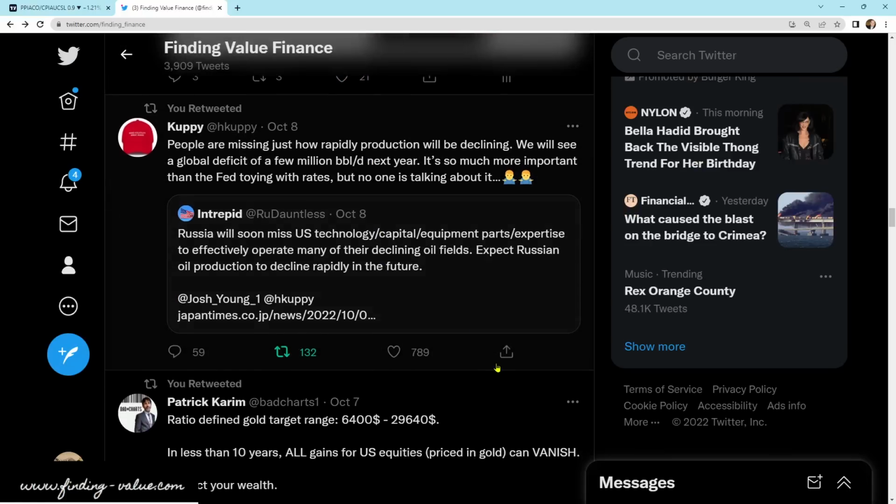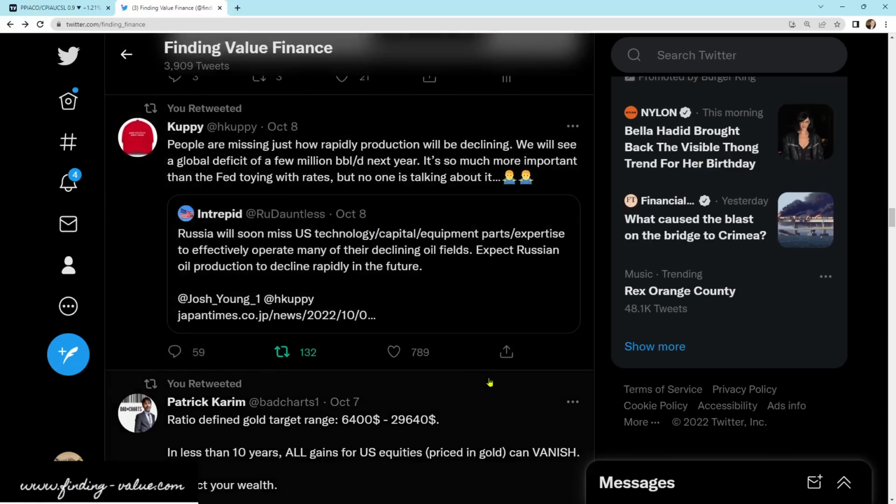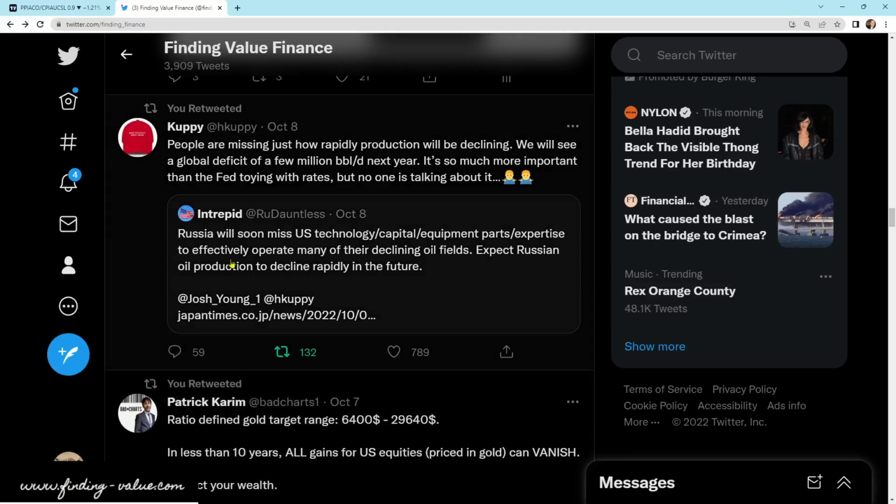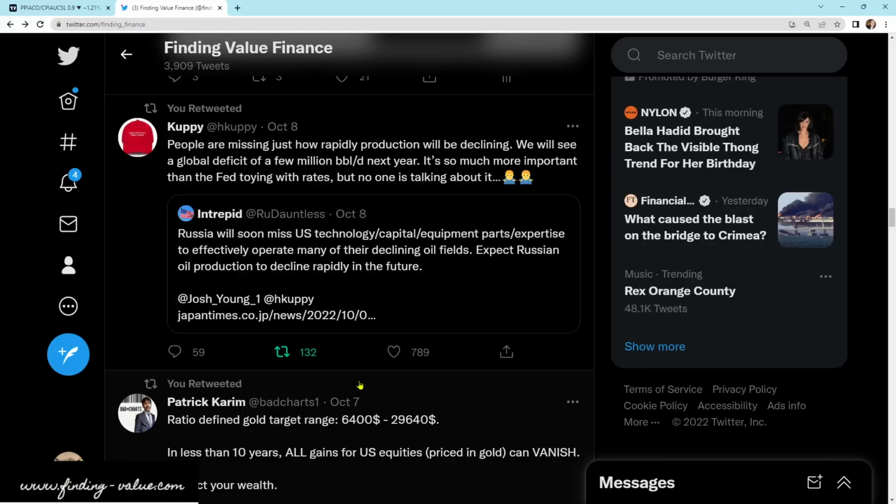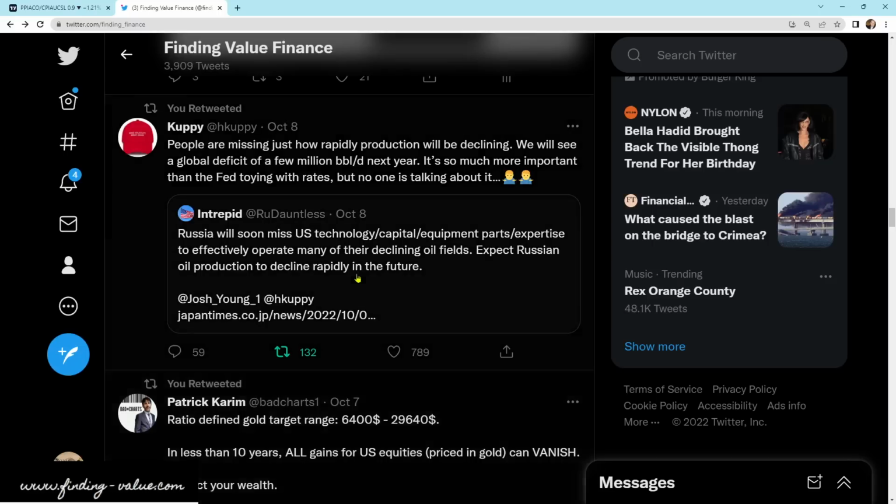It says people are missing just how rapidly production will be declining. He's talking about oil. We will see a global deficit of a few million barrels per day next year. It's so much more important than the Fed toying with rates, but no one is talking about it. Russia will soon miss U.S. technology, capital, equipment, parts, expertise to effectively operate many of their declining oil fields. Expect Russian oil production to decline rapidly in the future.